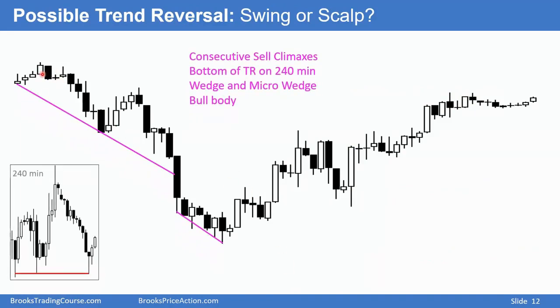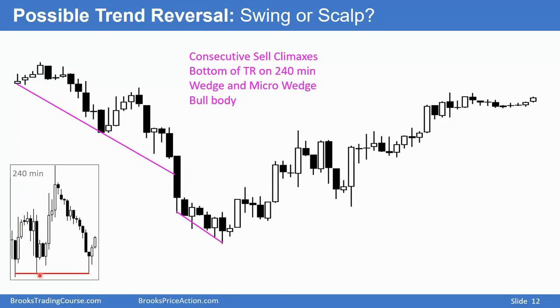Small trend bar. Every trend bar is a breakout. Every trend bar is a climax. And here is a series of trend bars, a sell climax, sell climax, sell climax, small sell climax, sell climax. You have consecutive sell climaxes, but on a higher time frame chart, for example, if this is a 5-minute chart, this is the 240-minute chart, here's that sell-off, here's the sell-off. It's simply a test of the bottom of a trading range.